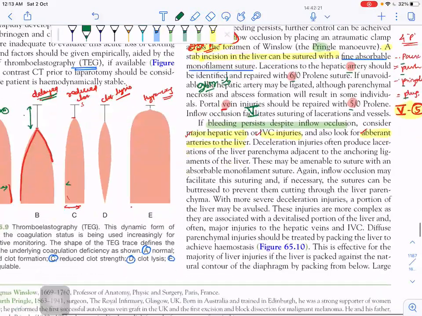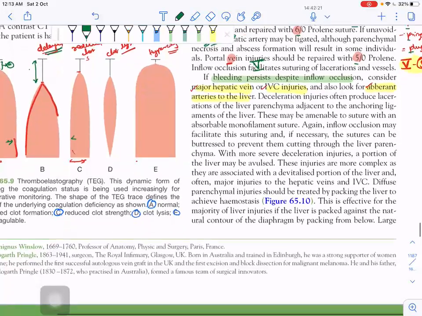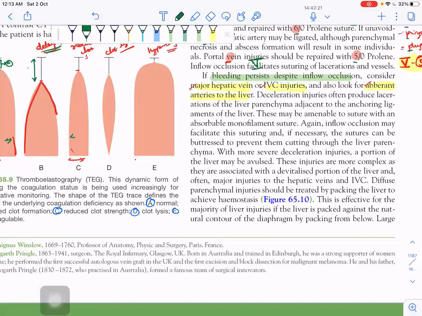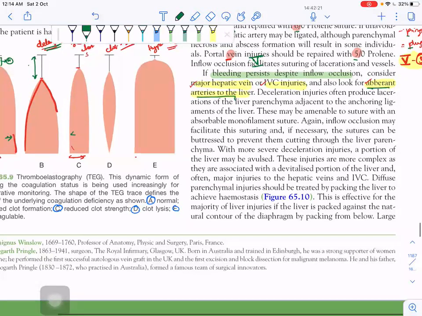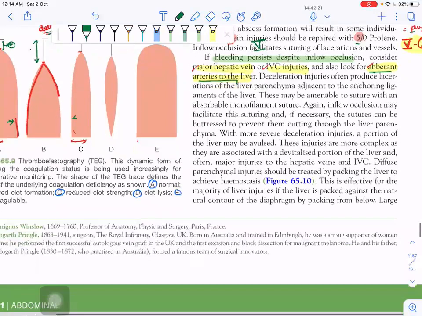If bleeding persists despite flow occlusion, consider major hepatic vein or IVC injury, and also look for aberrant arteries to the liver. So even after the Pringle maneuver, if the bleeding persists, it is mainly from the major hepatic vein, IVC or aberrant arteries. You also have to look for aberrant arteries to the liver. I already told, right aberrant hepatic, left hepatic also you have to see.